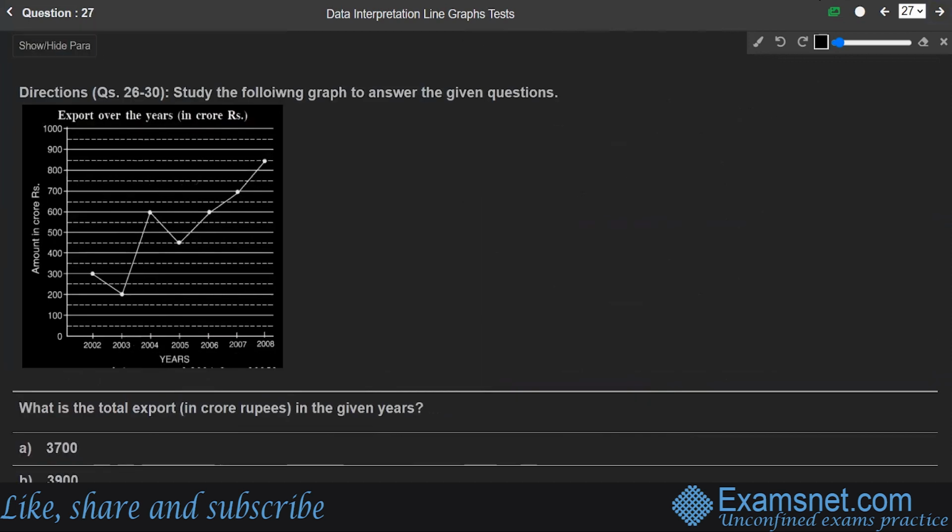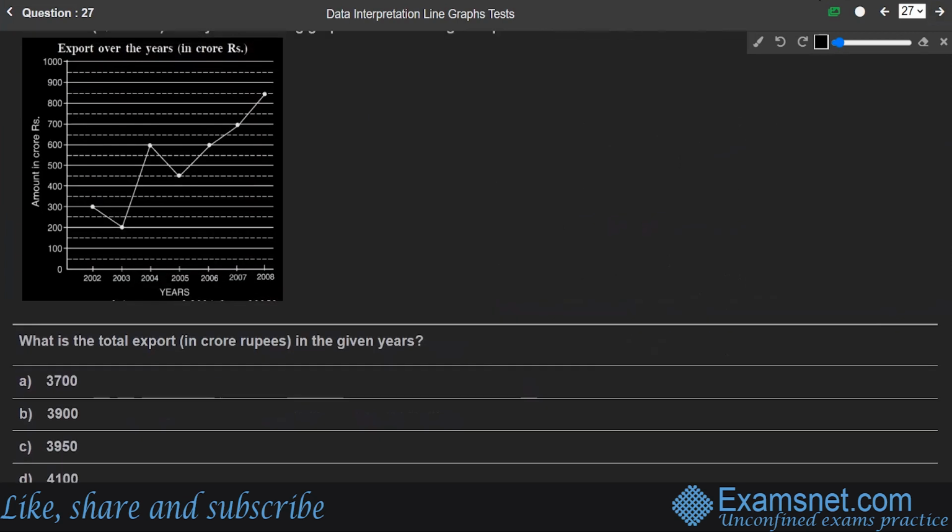Now, for the same line graph, we are supposed to answer the question. What is the question? What is the total export in crore rupees for the given years? For total export, clearly we are supposed to add all the export values from 2002 to 2008. So let us find out the total export value by adding all the values like this. Okay, so let us read the values.